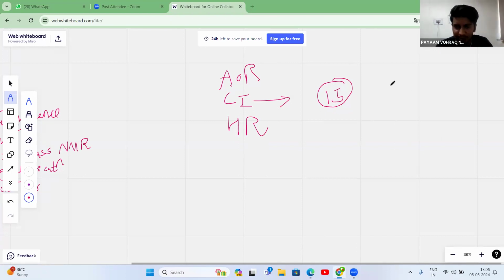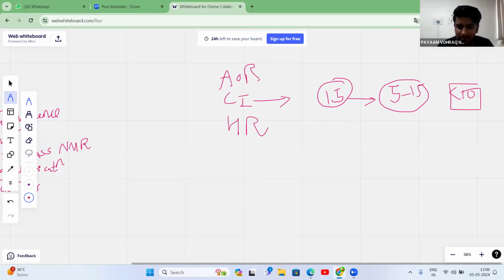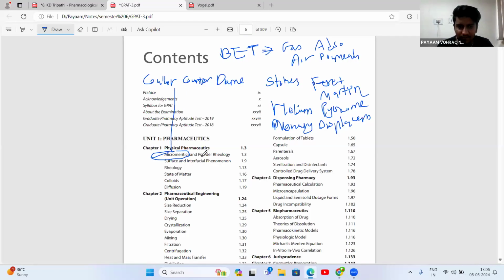Excellent. Good. Some are saying excellent. In some books, 5 to 15 is given as excellent flow. In some books, less than 10 is given as excellent flow. So it is controversial, but we can go according to the 5 to 15 one, right? So that will be good. Moving on, we have rheology.